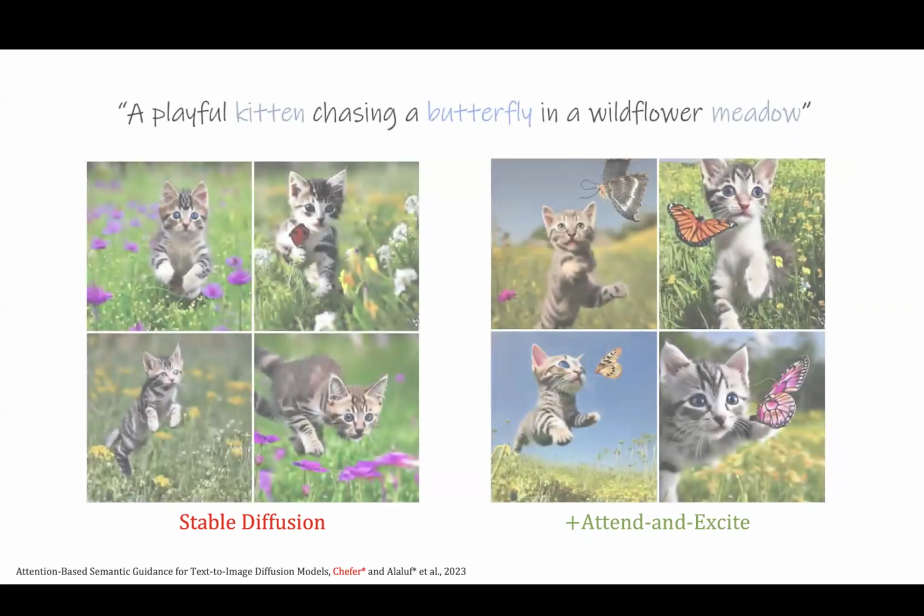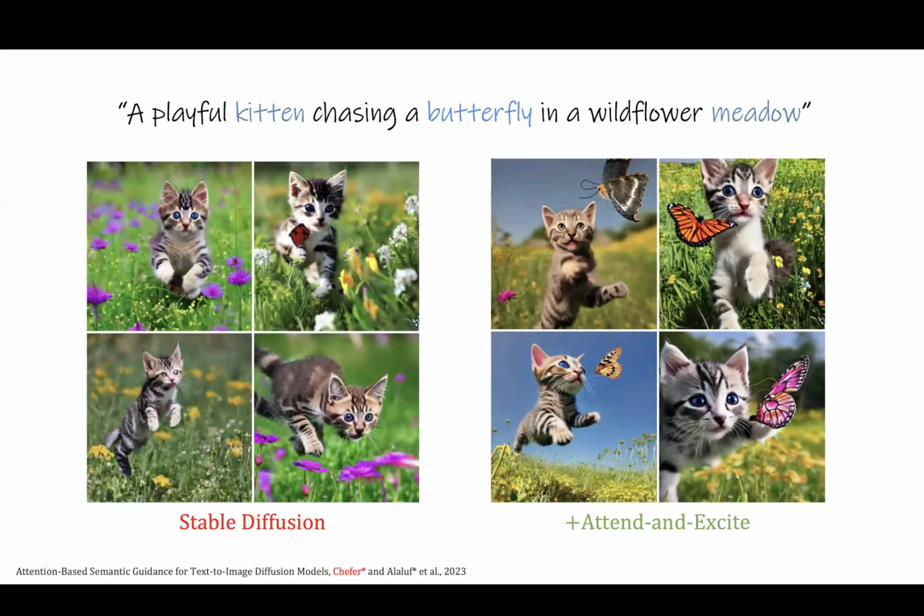But this is even more important when we look at complex prompts, such as this one, a playful kitten chasing a butterfly in a wildflower meadow. So before applying attend and excite, no butterfly is seen in the scene. Maybe this small artifact could be a butterfly. After applying attend and excite, not only do we get all the objects, which is kind of the obvious, right? But we do get also prompt alignment. And why is this important? We use this maximum, which is a non-restrictive loss.